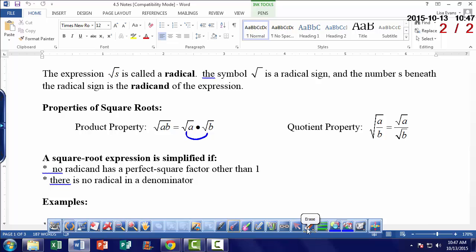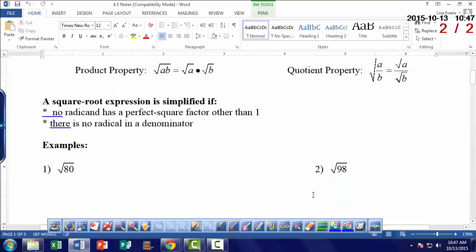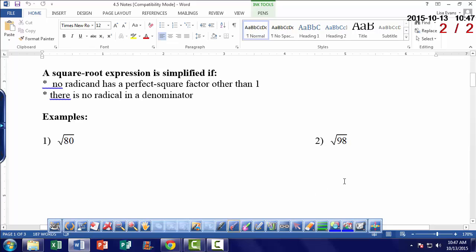A square root expression is simplified if no radicand has a perfect square factor other than 1, and if there's no radical in the denominator. Okay, so we're going to go back to first year algebra and refresh your memories on how to simplify square roots. When you get good at them, what you can say in your head is, what's the biggest perfect square that divides into these numbers?